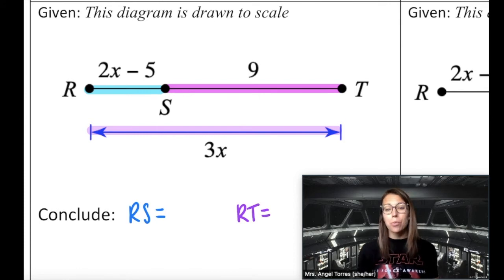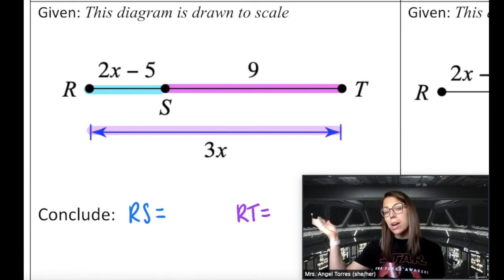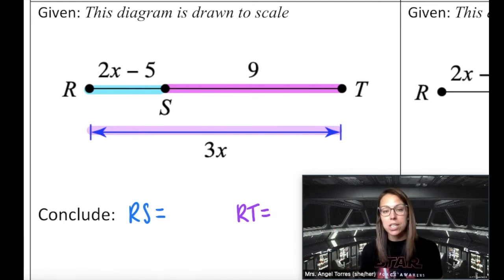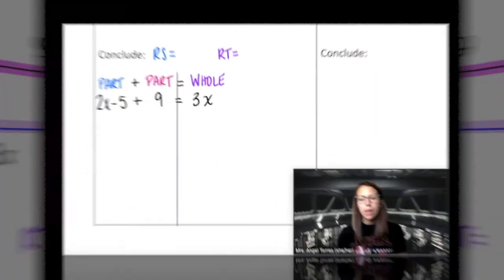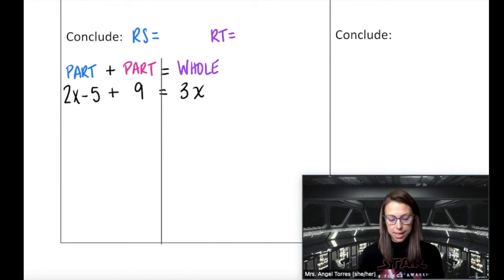But to do that, we need to set up an equation and solve. Well, we're given 2 parts and we're given the whole, so why don't you solve this one using segment addition? Part plus part equals whole. Let me quickly take you through how I did this.